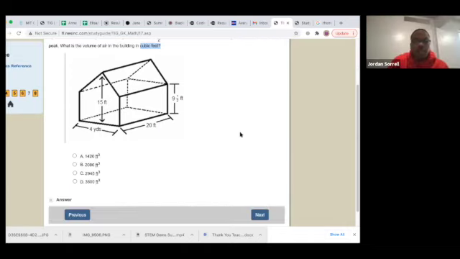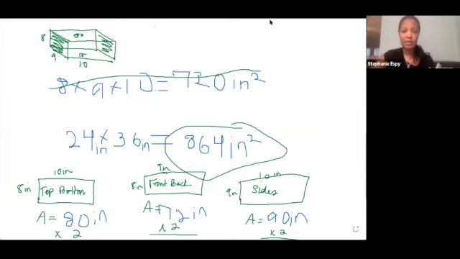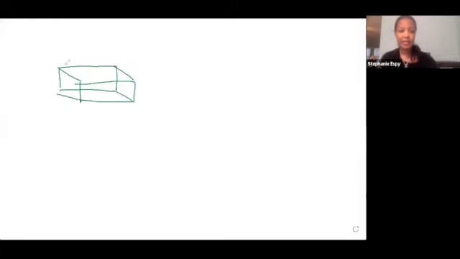The volume for the prism? Yeah, so let me go to my whiteboard again. Okay, so the rectangular part, and then we have the roof sitting on top of this, but this is just the rectangular part.